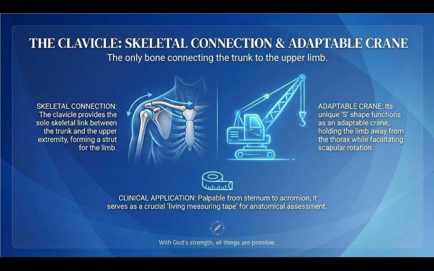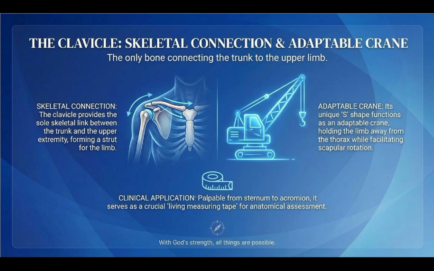So let's start. The only bone connecting the trunk to the upper limb. So the clavicle is the only bone connecting the trunk to the upper limb. Now the skeletal connection: the clavicle provides the sole skeletal link between the trunk and the upper extremity. So the only bone articulation between the upper limb and the sternum or the thorax is the what? The clavicle. And adaptable, it has a unique S-shape that functions as an adaptable crane holding the limb away from the thorax while facilitating what? Scapular rotation.